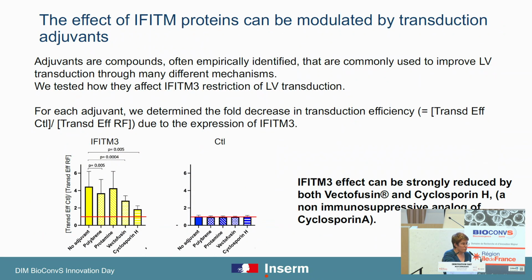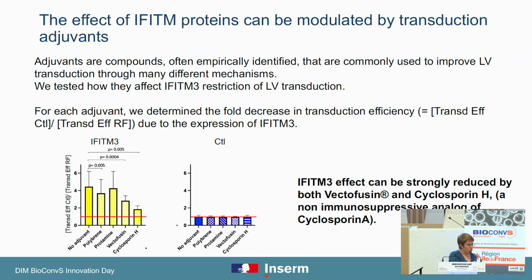Then we studied the effect of the context of transduction, because cell lines can be transduced rather easily with lentiviral vector, but for primary cells, it's usually more difficult. And along the years, people have identified compounds empirically that improve transduction. So we tested how these adjuvants can modify or not the effect of the IFITM3 protein.